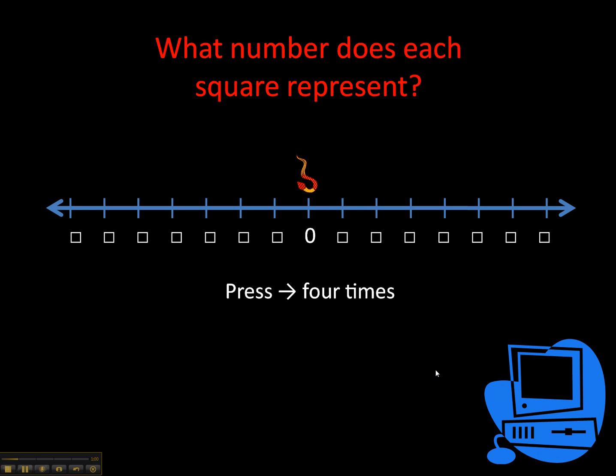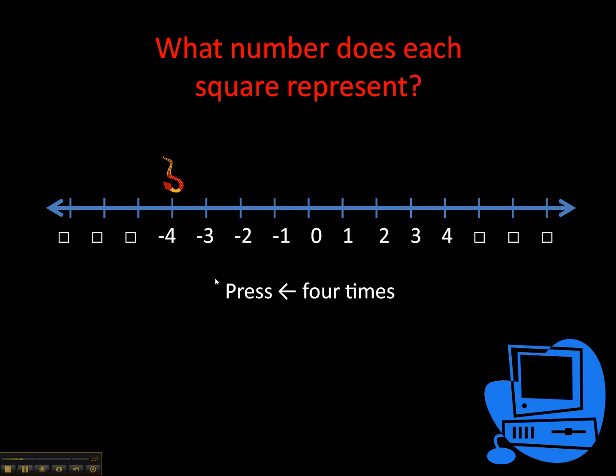So if Jason were to press the right key 4 times, the snake would move 4 times to the right, and I don't think it's any surprise, but he'll end up on 4. But if he started at 0 again and pressed the left key 4 times, then he would be going down to -4.